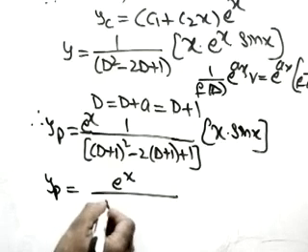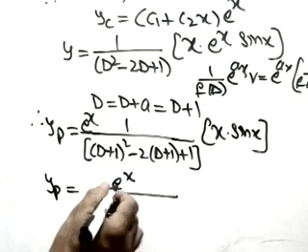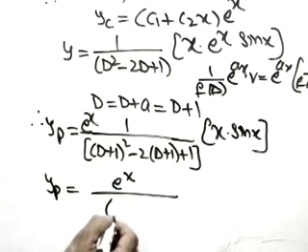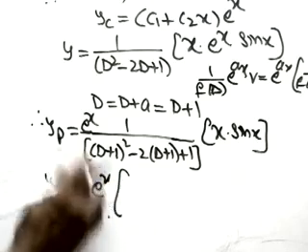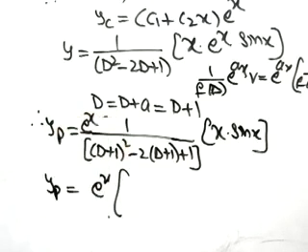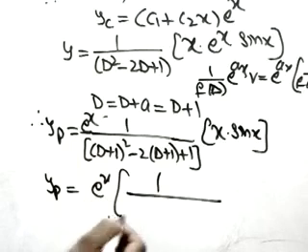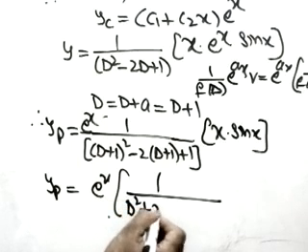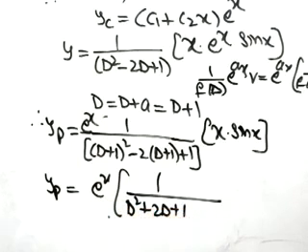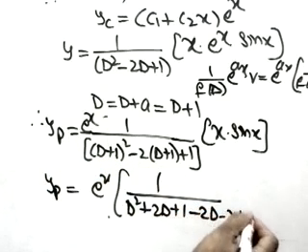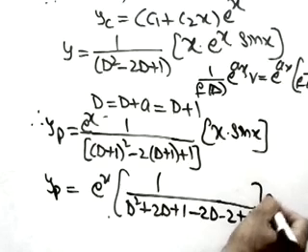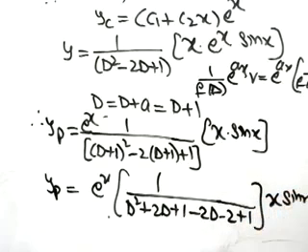yp equals e power x into 1 divided by D. Expand this one. Let me write like this: equals e power x into 1 divided by, now expand this one, (a plus b) whole square is a square plus 2ab. So D square plus 2D plus 1, plus 1 minus 2D minus 2 plus 1, into what is left here, x sin x.